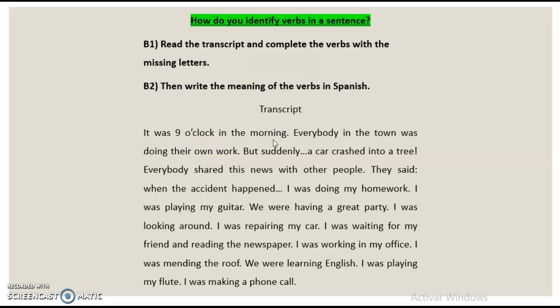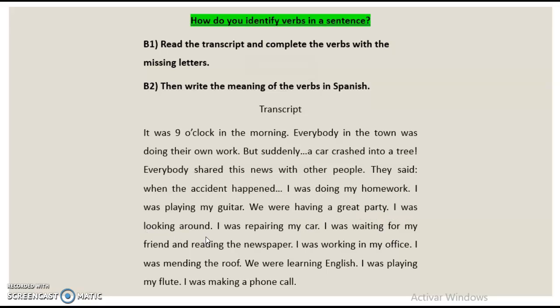It was 9 o'clock in the morning. Everybody in the town was doing their own work, but suddenly a car crashed into a tree. Everybody shared this news with other people. They said, "When the accident happened, I was doing my homework. I was playing my guitar. We were having a great party.